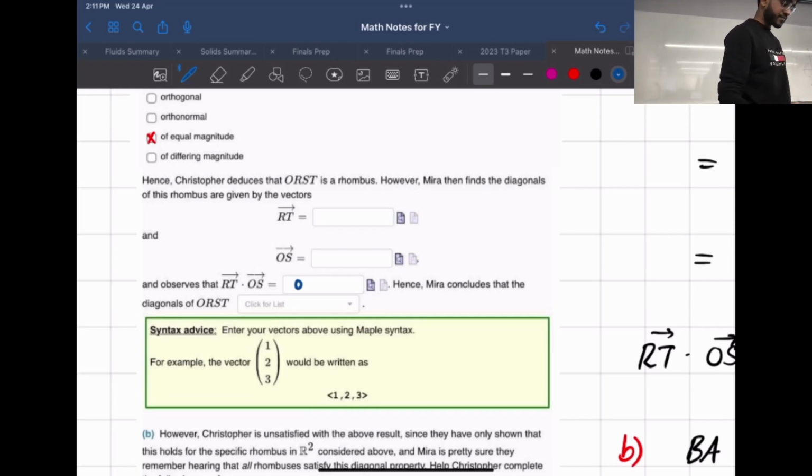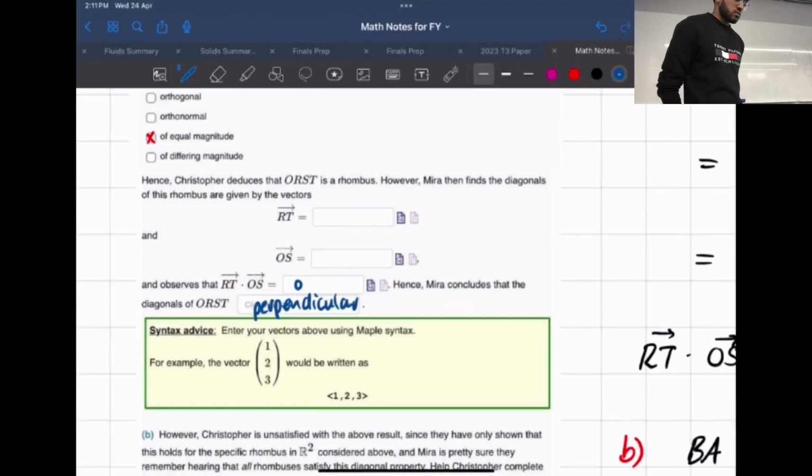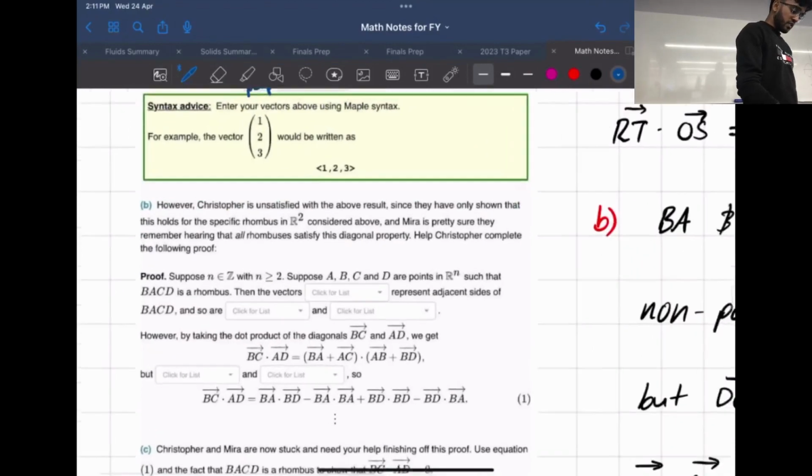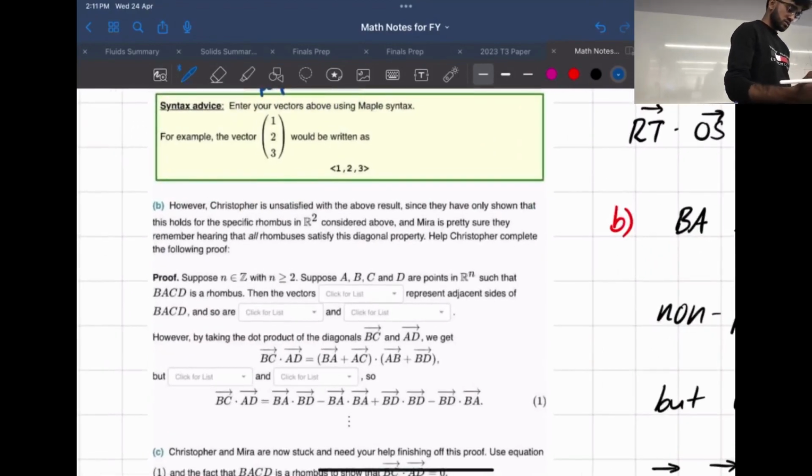Hence, Mira concludes that the diagonals of this are perpendicular. Alright. However, Chris is unsatisfied. So the points B, A, C, D. So I'm going to draw this up. Yeah, B, A, C, D.